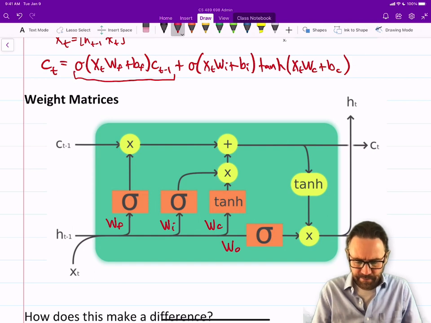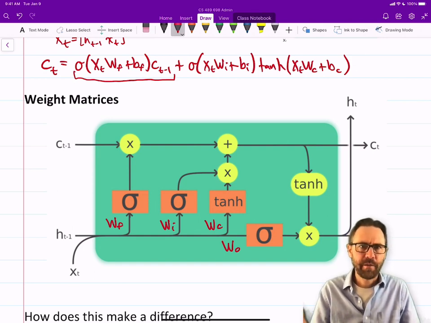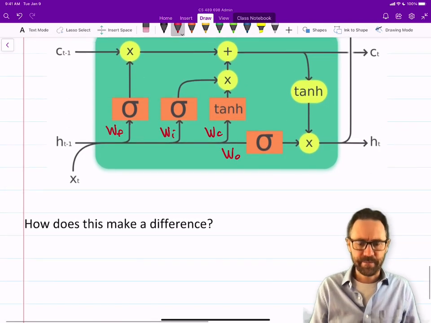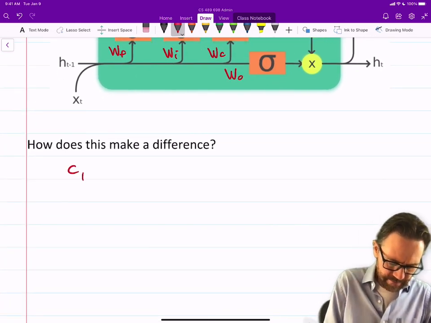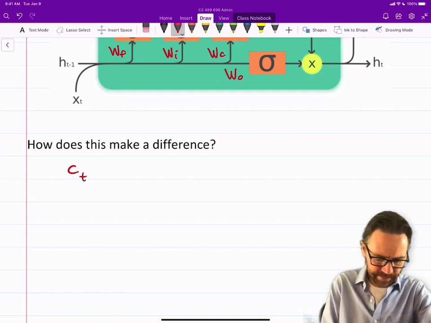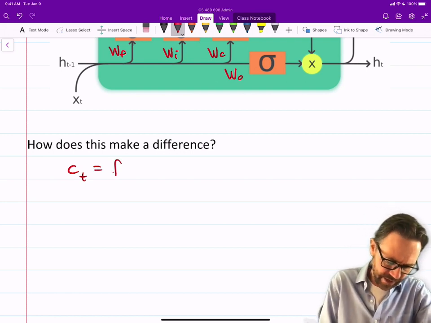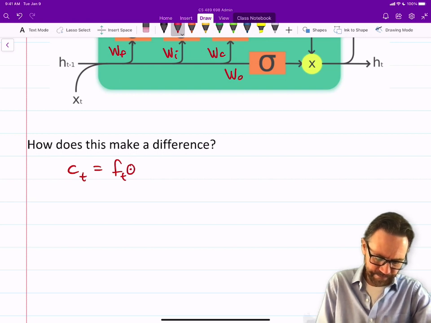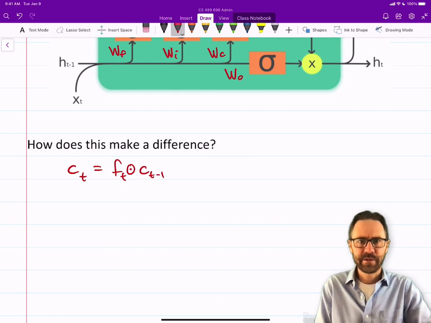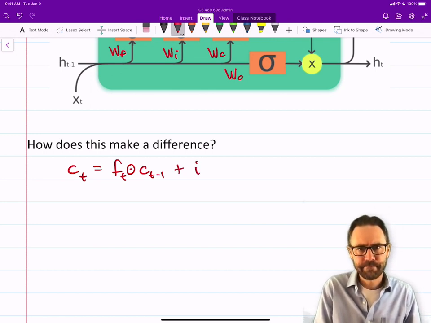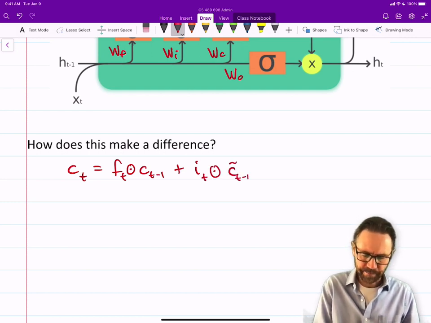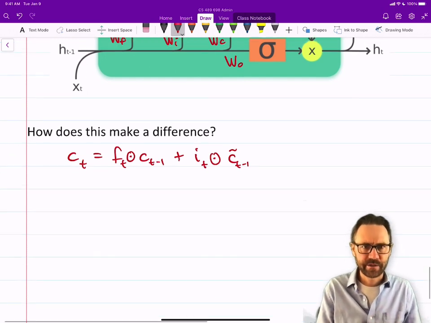Okay, so how does this make a difference? How is this particular setup helping us? Well, I just alluded to it not long ago. The c_t, the internal state at time t, is the forget gate for that time step times the previous time step plus an input at time t, Hadamard times c_t tilde. So I'm really focusing on this first step.